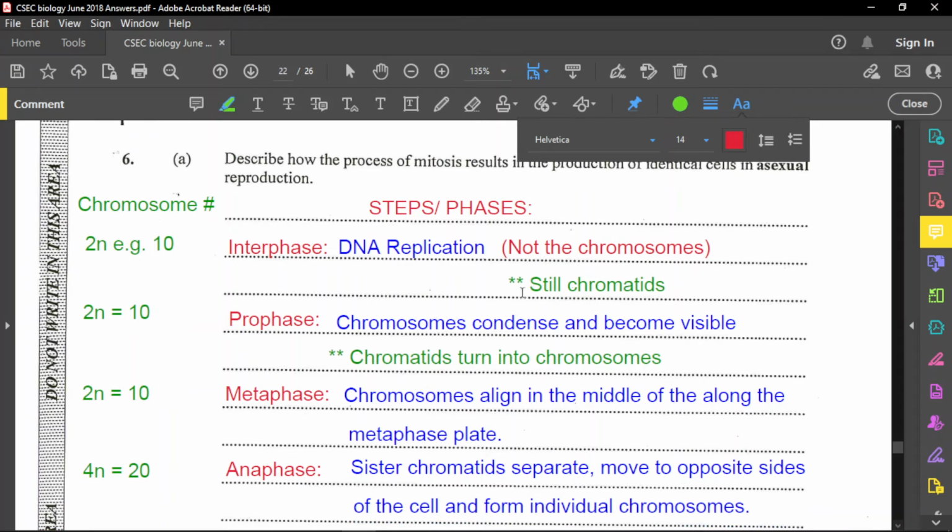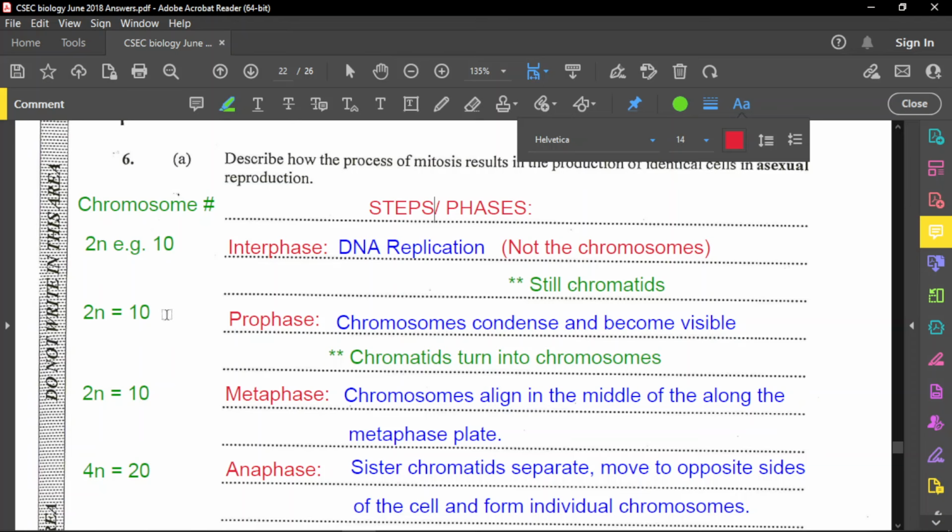So the first phase we'll have here is the interphase. In the interphase you have DNA replication. Just to make a note, the chromosomes are not replicating, it's the DNA that replicates. And because in the interphase, what you still have here are chromatids. Point to note, if we're starting with 10 chromosomes, that will be our 2N, and 2N means the full number of chromosomes, which is a diploid cell.